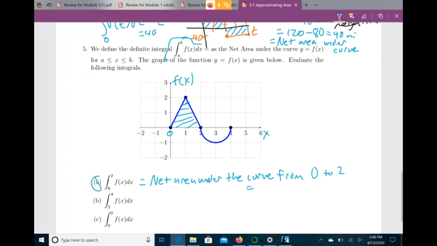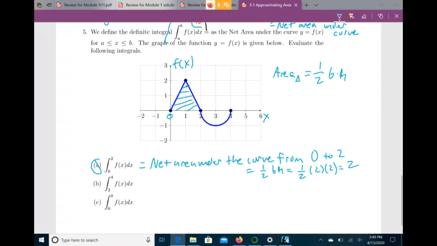All right, does anyone remember? Sometimes with certain pictures, you can do this with geometry. Does anybody remember what the area of a triangle is? Good. 1/2 base times height. So the area of a triangle is 1/2 base times height. If I'm looking at this as a triangle, it has a base of width 2, and its height is also 2. So we just get 2.